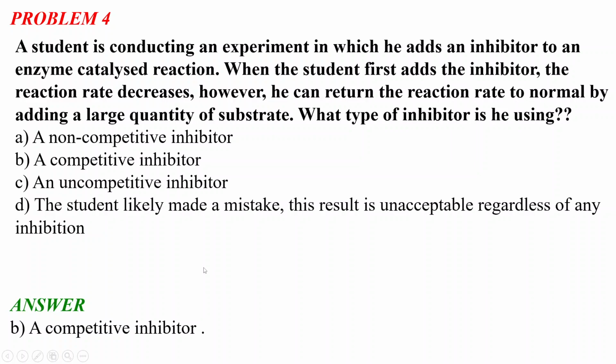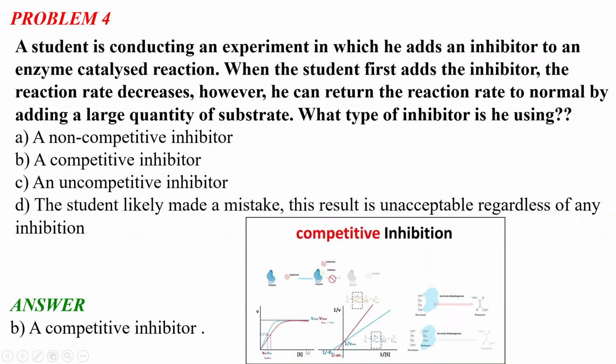B was correct, the competitive inhibitor. So, what happens in the competitive inhibitor? This is a graph of the competitive inhibition. As you can see, when there is no inhibitor present, the reaction rate was something, but as you add the inhibitor, the reaction rate decreases.